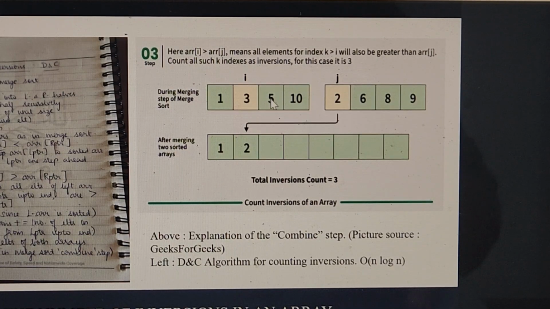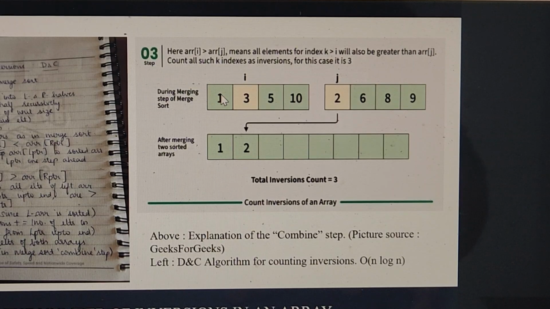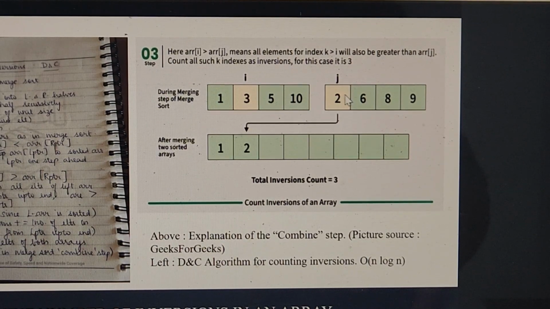So now assume you've done some part of the question and you are at a stage where these are the two subarrays you have. Look at the picture on the right. So you have two subarrays. 1, 3, 5, 10 is your left subarray. 2, 6, 8, 9 is your right subarray. And both of them, as you can see, are individually sorted. Now you will start by placing your left pointer at 1, right pointer at 2, as is usually done in your merge sort combine step.